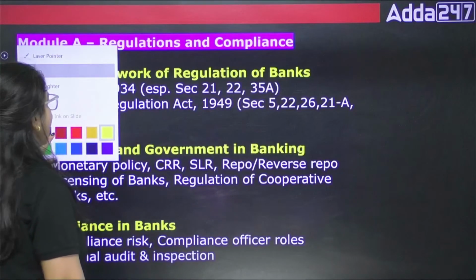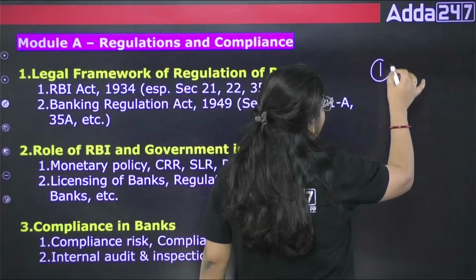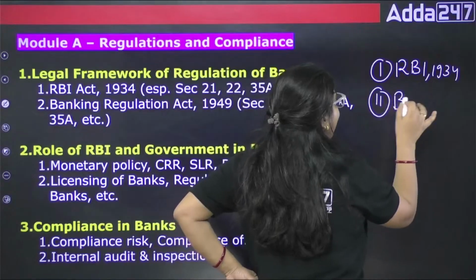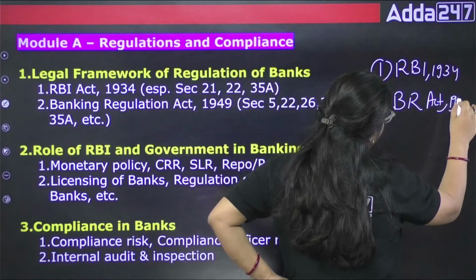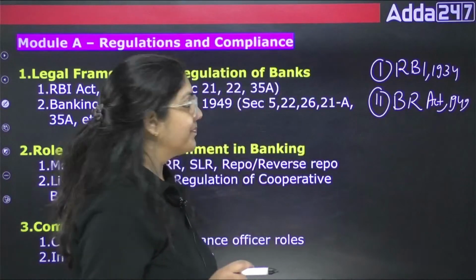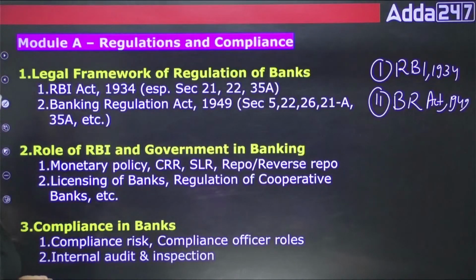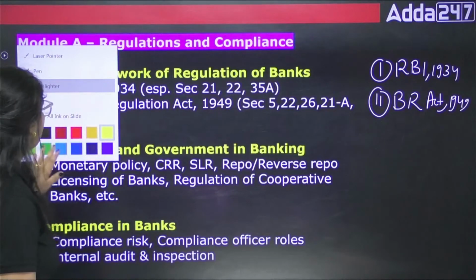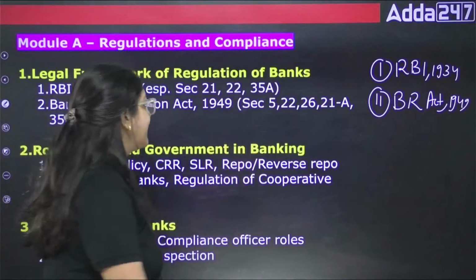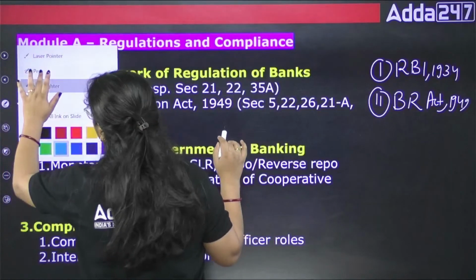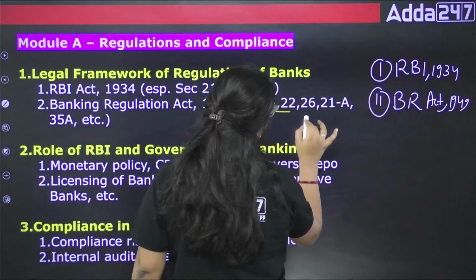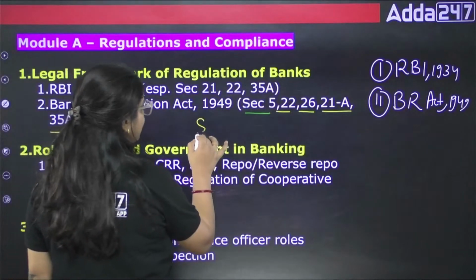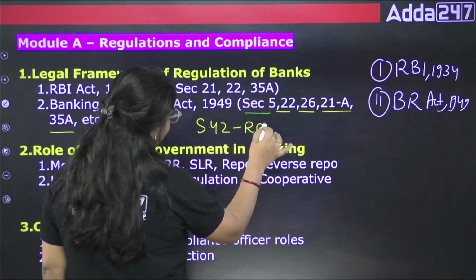First of all, module A. Module A contains 2 acts. The first is the Reserve Bank of India Act 1934 and the second is the Banking Regulation Act 1949. In module A, you simply have to focus on the important sections: section 5, 22, 26, 21A, 35A of the Reserve Bank of India Act, and for the Banking Regulation Act, section 42 is important.